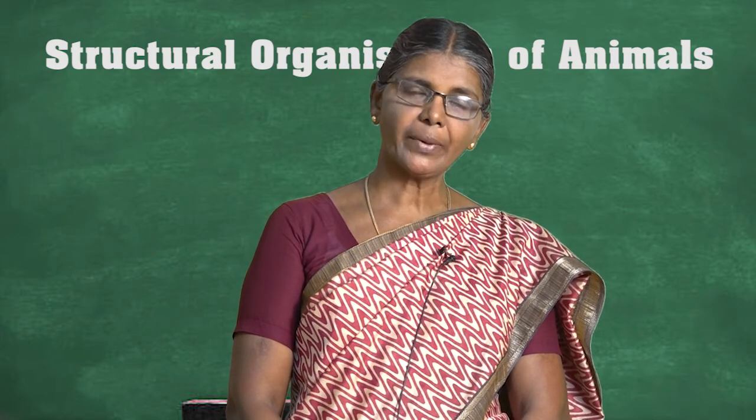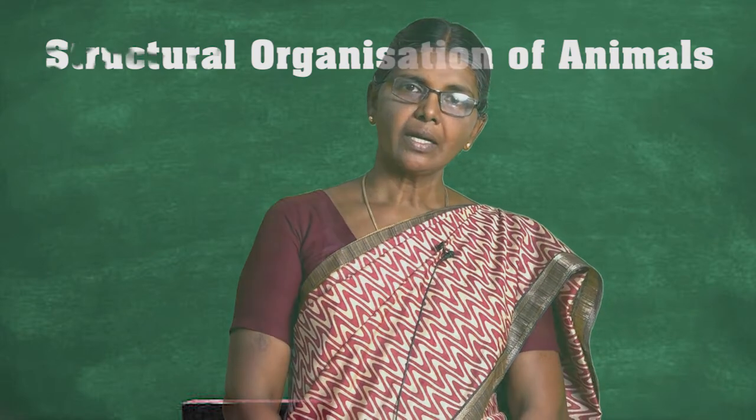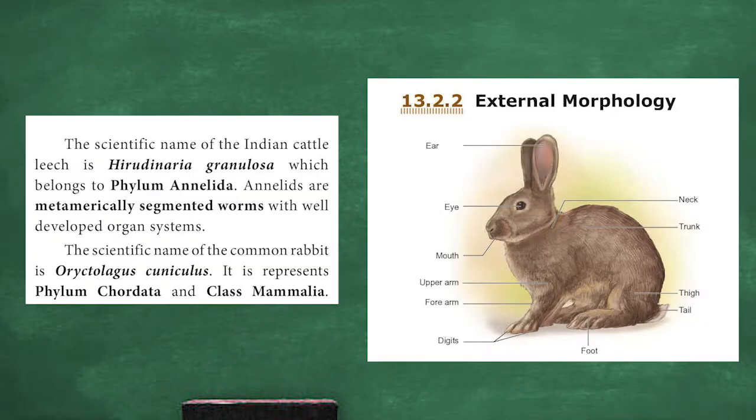Vertebrate is rabbit, invertebrate is leech. Indian cattle leech is Hirudinaria granulosa, which belongs to the phylum Annelida. The next comes the scientific name of the common rabbit, which is Oryctolagus cuniculus. It belongs to the phylum Chordata and class Mammalia.